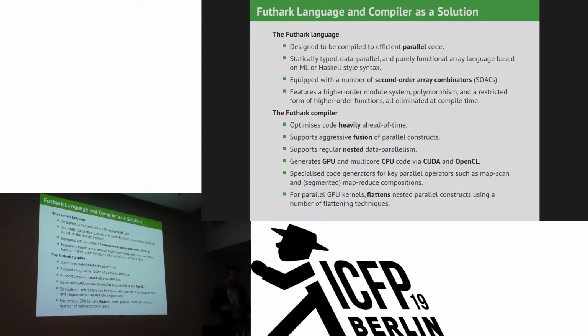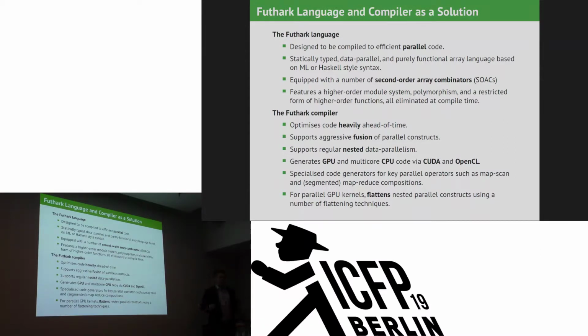a tool developed in Copenhagen, and a technology that we believe has characteristics that are really well suited. We found out that they're very well suited for this problem. So first of all, we can use second order array combinators, so we can think functionally about this problem. I'll go in a second to show how this pseudocode that I showed you a second ago looks in Futhark nomenclature.